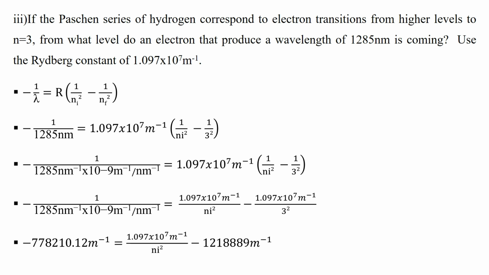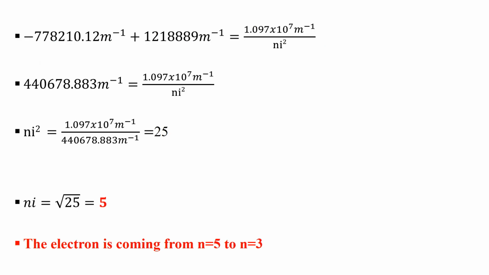1285 nanometer. Here also, we know that the electron is coming from high energy level to low energy level. We need to put the negative sign in the formula. Then we know that Ni is unknown, but Nf is known, it is 3. Then we replace the terms, and then we solve the problem, and we obtain the Ni that was asked. Then the electron is coming from n is equal to 5 to n is equal to 3, because we calculate and find that Ni is equal to 5.